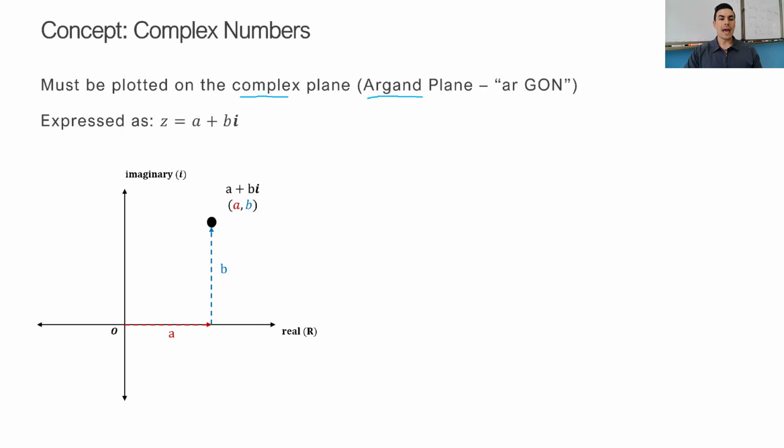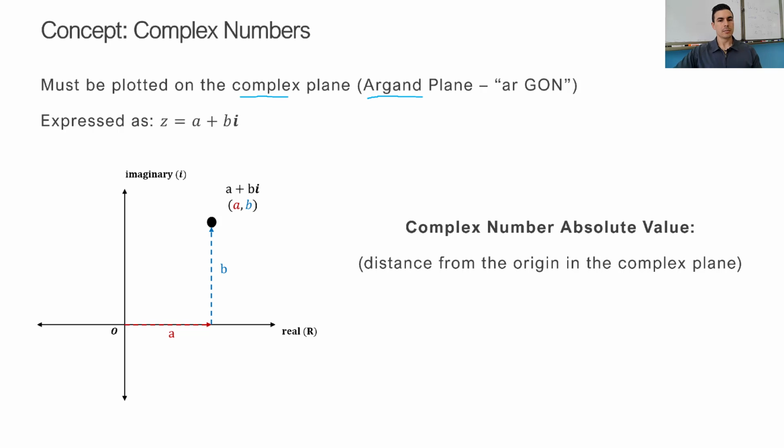Now when we talk about the absolute value of a complex number, well, that is going to be the distance from the origin in the complex plane. Remember, the absolute value of any real number is just the distance from the origin, or from zero, on a number line, right? So it's similar for our complex numbers, it's just going to be the distance from the origin. So that would be this distance right here. This would be an absolute value.